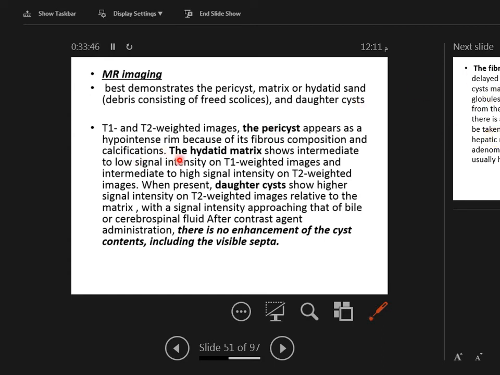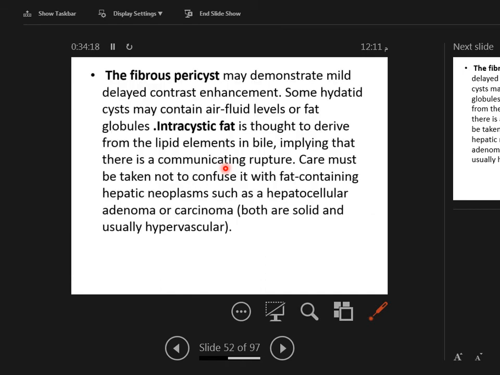At MRI, both T1 and T2, the pericyst appears as a hypointense rim because of its fibrous composition and calcification. The hydatid matrix shows intermediate to low signal intensity on T1 and intermediate to high signal on T2. The daughter cysts will be bright in T2, as fluid near to CSF. There is no enhancement of the cyst content, including the septa.